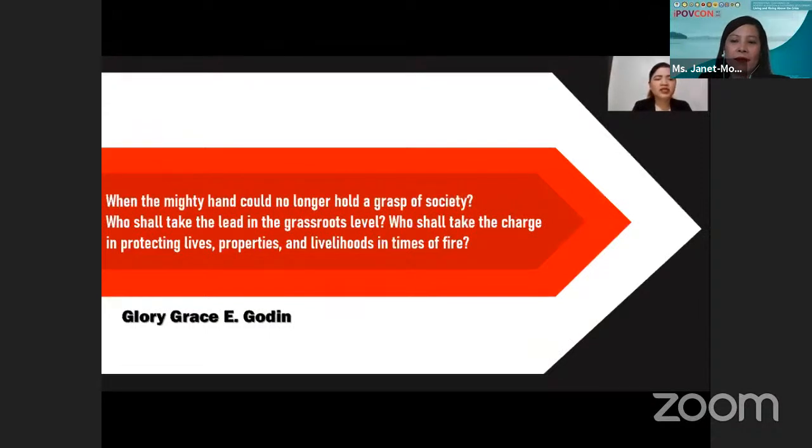I will end with my quote by saying, "When the mighty hand can no longer hold the grasp of society, who shall take the lead at the grassroots level? Who shall take charge in protecting lives, properties, and livelihoods in times of fire?" And we know who must be. It must be the society and the people within our community.